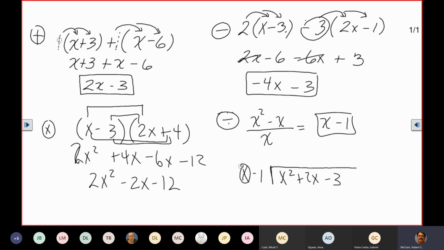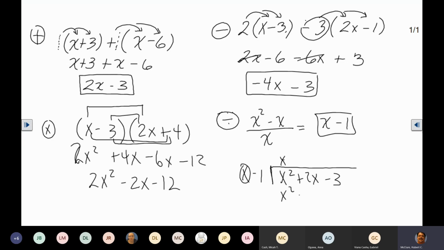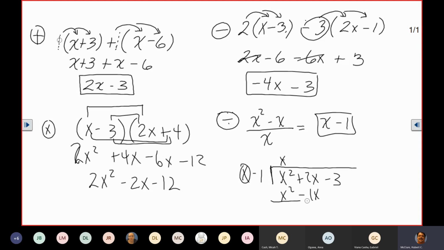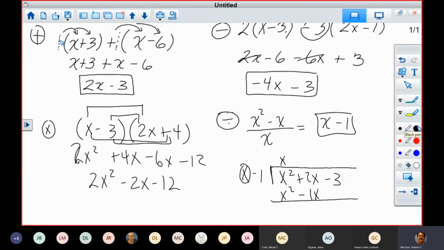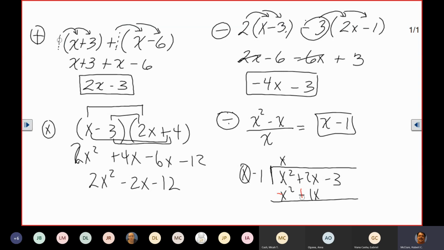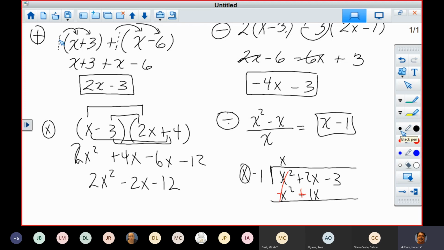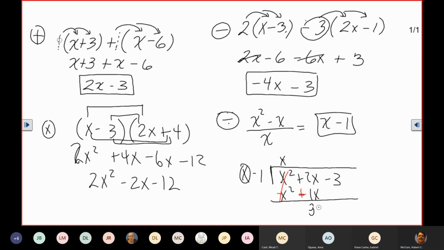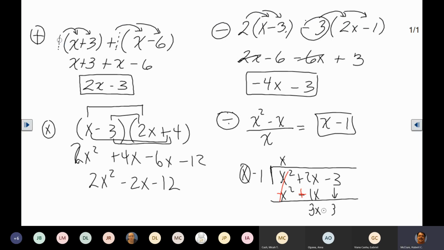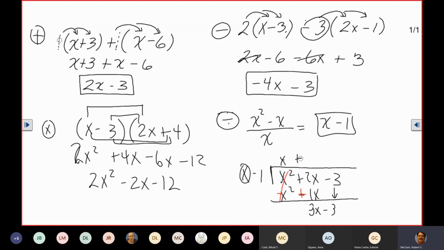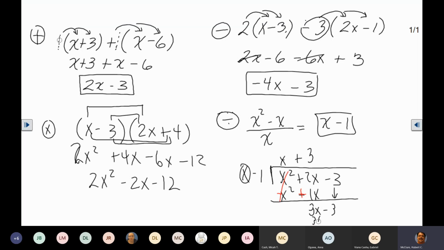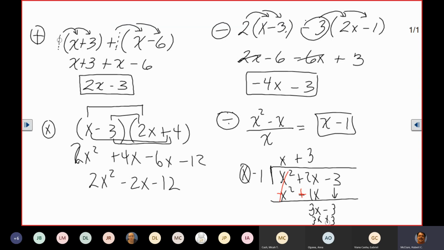X will go into x squared, x times x is x squared, x times negative 1 is negative 1x. You always subtract, and that makes that a negative, makes that a positive, and that first column goes out. You're left with 3x. 3x, that comes down to help out. X will go into 3x 3 times, and so on. 3x minus 3, that turns into a plus, 0 remainder. So you were taught how to do all 4 of those.